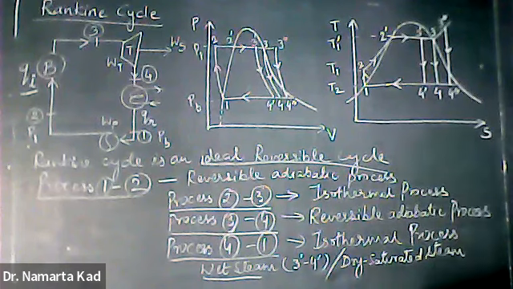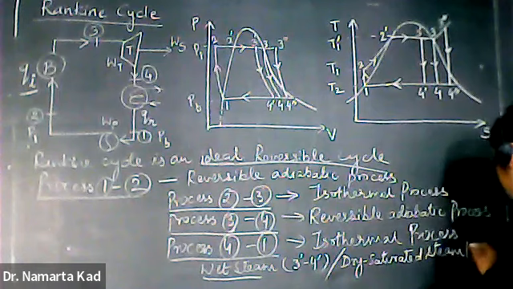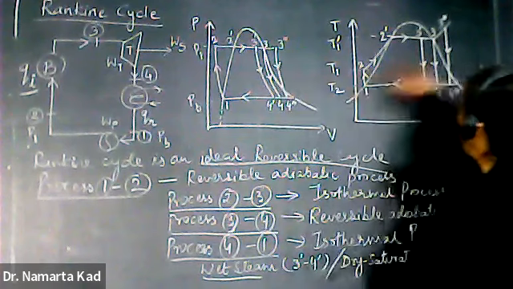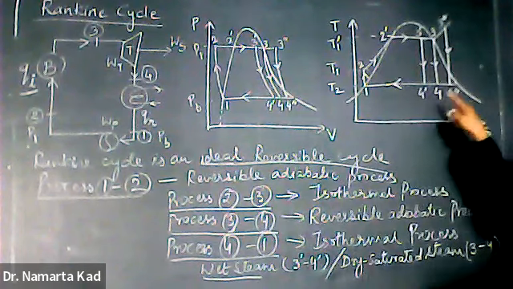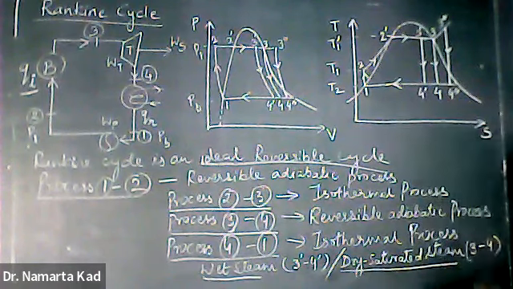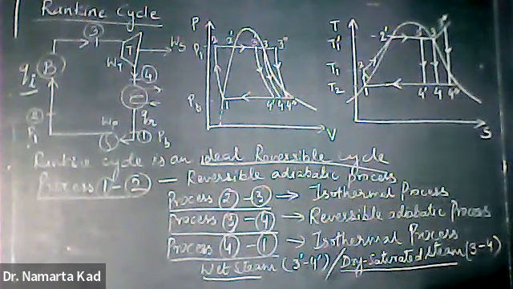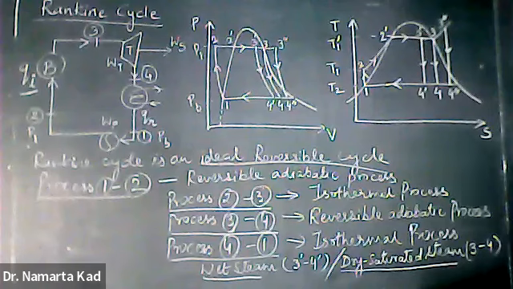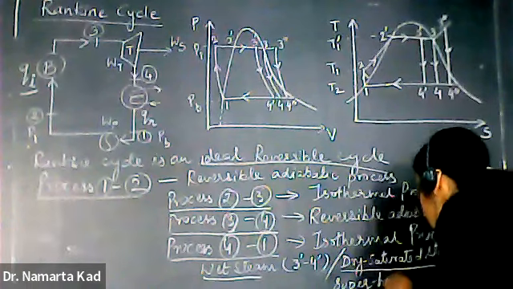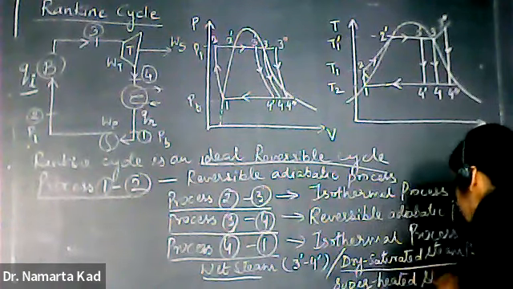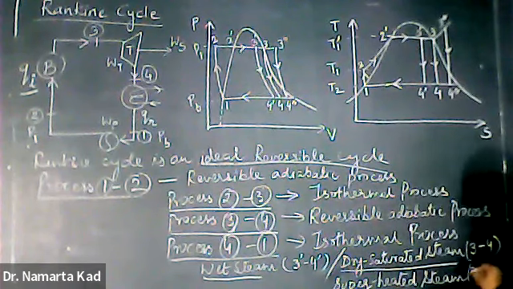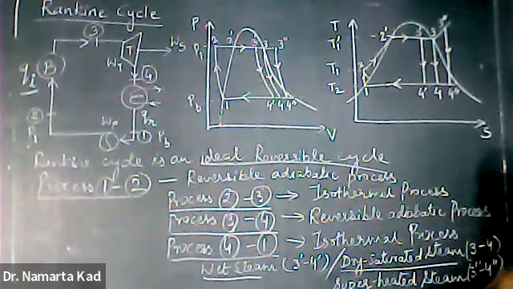For the dry saturated steam, you have to follow the graph 3, 4. If you follow this line 3, 4, or here 3, 4, that means the steam used in this particular cycle is dry saturated steam, or you can vary this steam to superheated steam also. For superheated steam, it is 3 double dash 4 double dash.